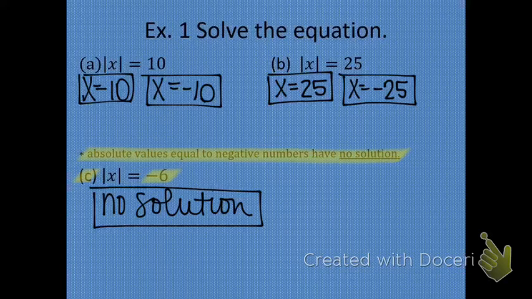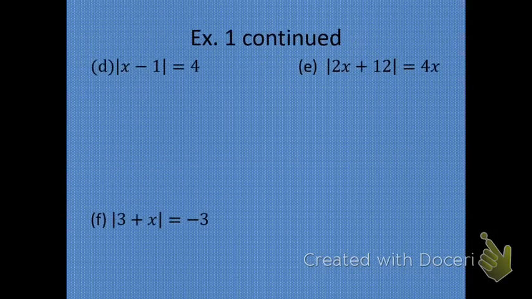All right, now let's move on to letter D. Now we can see it's getting a little bit more complicated because now inside the absolute value bars we have an expression. All right, but still the rules are the same. For the first equation, we're going to drop the absolute value bars and write what we see. So x minus 1 equals what?